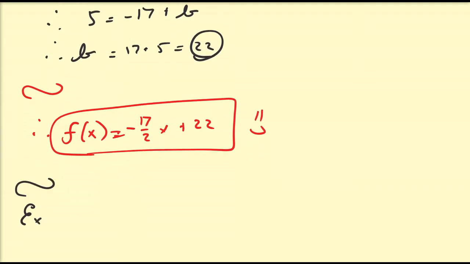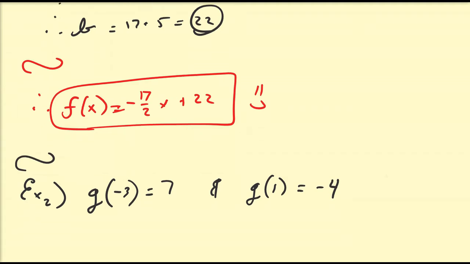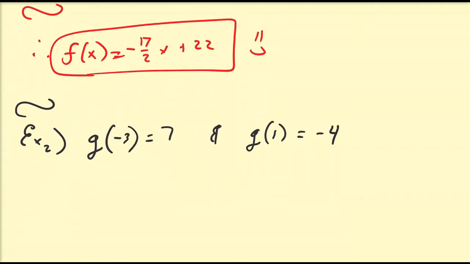So let's work through another example. Suppose we want another function g that satisfies g of negative 3 is equal to 7 and g of 1 is equal to negative 4. So again, I'm going to find the slope that passes through these 2 points. I'm going to call them x1, y1, x2, and y2.